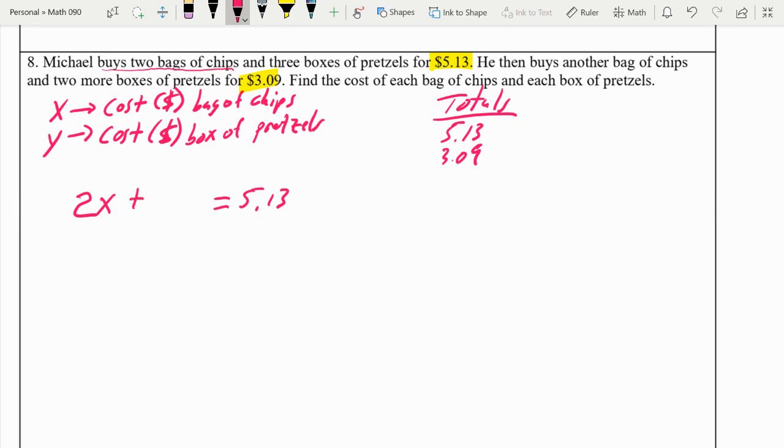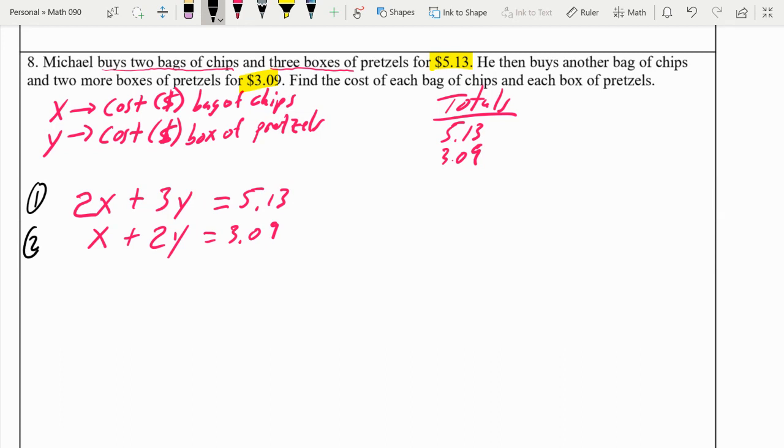Plus, how many boxes of pretzels does this kid buy? He buys 3 boxes of pretzels. How much do they cost? I have no idea. But I know these 2 bags of chips and these 3 boxes of pretzels, he spends $5.13. Now the next time he buys another bag of chips. So he buys 1 bag of chips plus 2 more boxes of pretzels, and he spends $3.09.